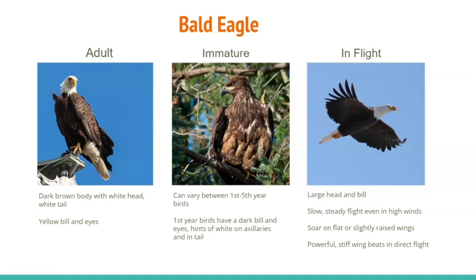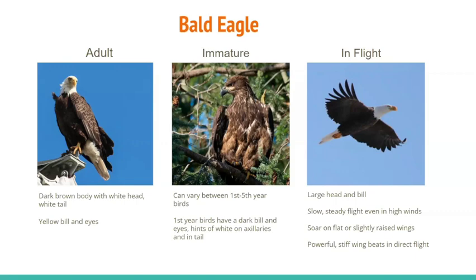As they get older, for example, a 2nd year, they would actually gain more white on their chest and kind of lose some of that dark coloration in their bill. And they would, by the time they're about 4 or 5 years old, have, again, that full white head and tail, although oftentimes still with some hints of brown.